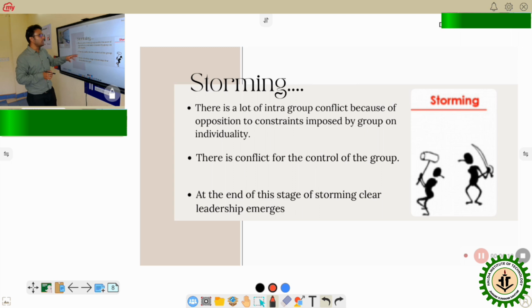There is a conflict for control of the group. That means who is going to lead it, who is going to control the group. At the end of this stage, the storming, clear leadership emerges. That means whoever wins is going to lead the group. And the storming stage ends there.